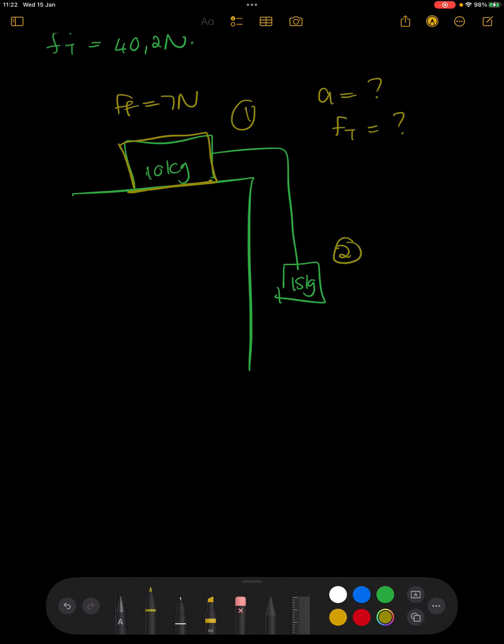So if we have a look at all the forces that are happening on the first block, we have our Ft pulling it that way, and we have our F friction holding it that way. My second block has got my Fg pulling it down and the F tension pulling it up. Now remember, the force that they share is my F tension. So if I make it positive in the one, it has to be negative in the other one.